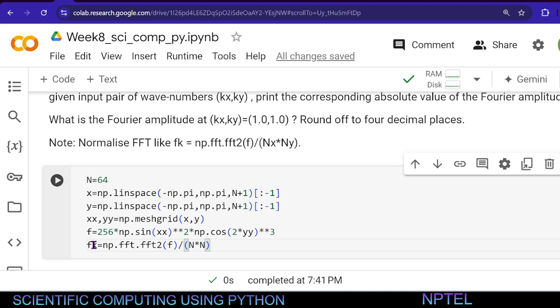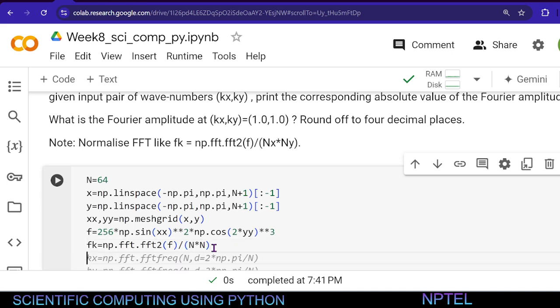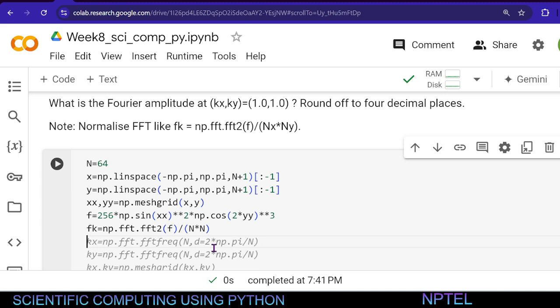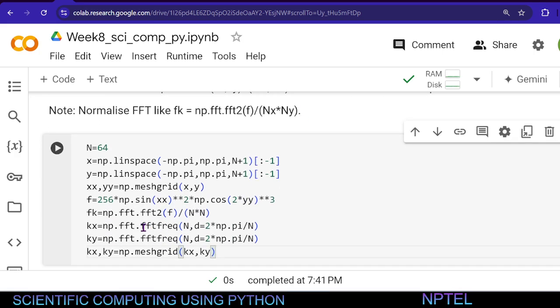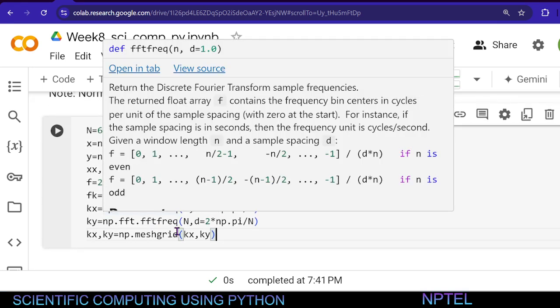And then the Fourier modes. So we do fk equals np.fft, same thing, and now we have to use fft2, the 2D transform of f, and like when we are doing 1D, we are dividing by n, so we will divide by n times n. This is nx times ny, but nx and ny both are equal to n. And then we need to know kx and ky, right? So we can directly get that using fftfreq, and it's given in the problem itself, and then get kx, ky as the mesh grid.